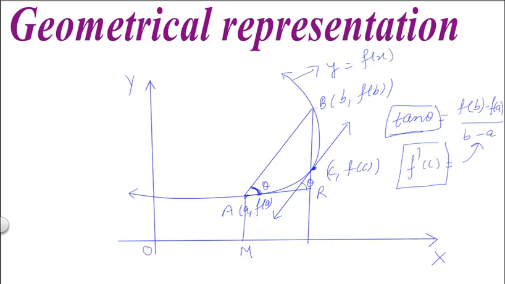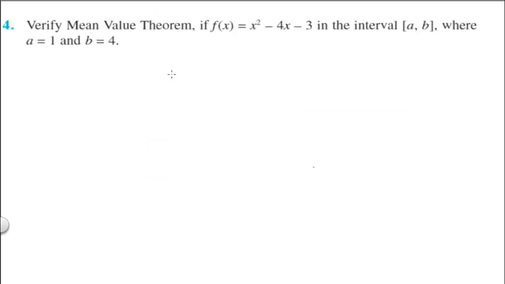To have more clarity on this, let us go to the exercise questions. In this question, they are saying verify mean value theorem if f of x is equal to x square minus 4x minus 3 in the interval [a, b], where a is equal to 1 and b equal to 4. Whenever it is just written verify mean value theorem, we have to go for Lagrange's mean value theorem. The first condition was that it should be continuous. Being a polynomial function, it is continuous on the interval [a, b], which is [1, 4], we may write.